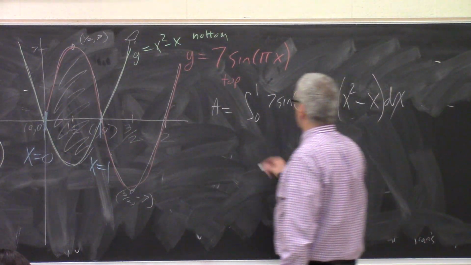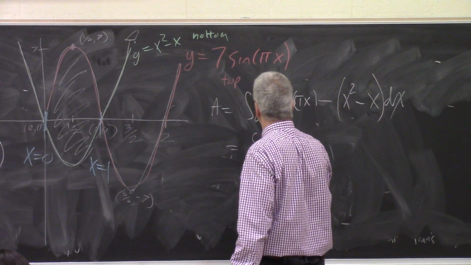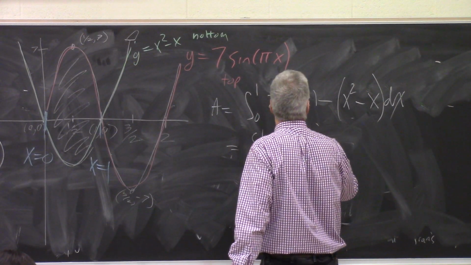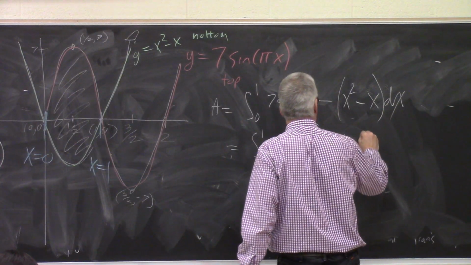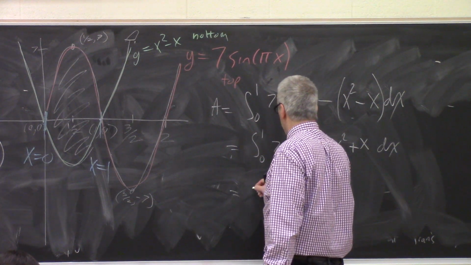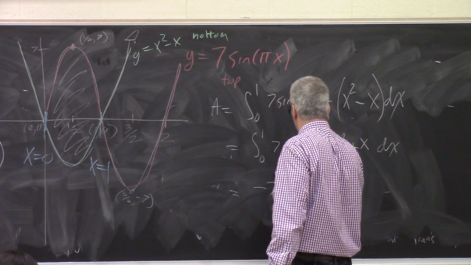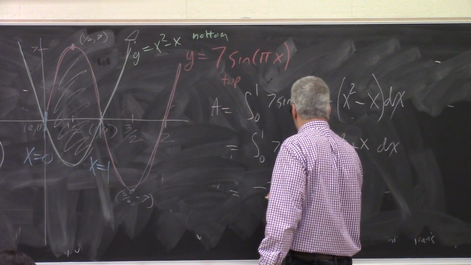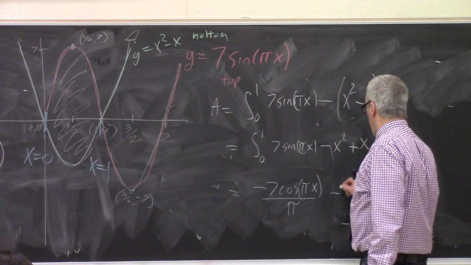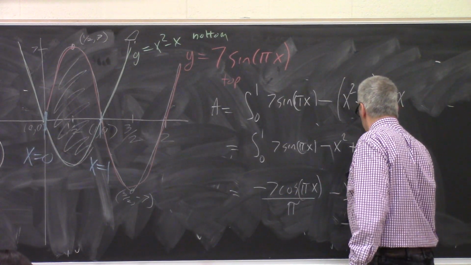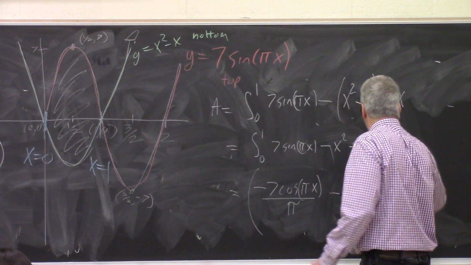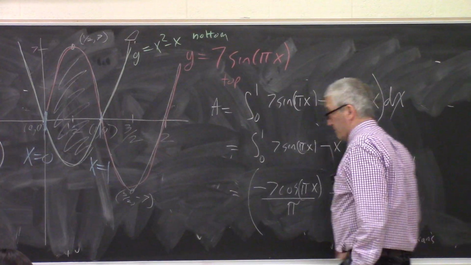Okay, so let's simplify this because I don't like having those parentheses. This is going to be the integral of 7 sine pi x minus x squared plus x. So this antiderivative is going to be minus 7 cos pi x divided by pi. You have to do a u substitution. And then I'm going to have minus x cubed over 3 plus x squared over 2. And that's all got to be evaluated from 0 to 1.